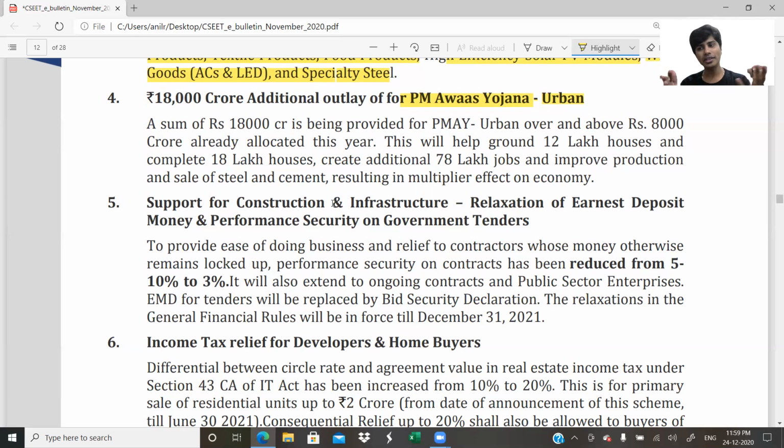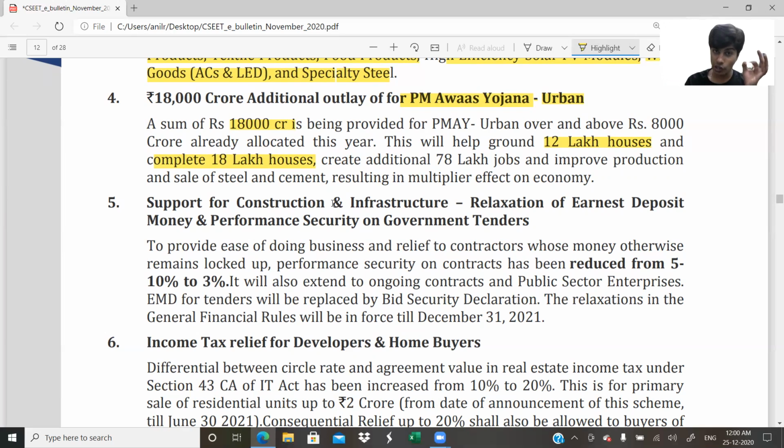It might so happen that that money might be insufficient to complete, or sufficient to complete only a few houses. So more money is pumped into this scheme to ensure that those semi-finished houses are completed and a new set of houses are constructed. You get that? So 18,000 crores is the money that's been pumped in. And what will happen? It will create 12 lakh new houses and complete 18 lakh houses which have already been started.